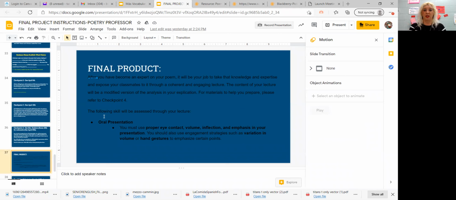You must use proper eye contact, have good volume, good inflection, like your words tell the story and make us want to listen, and emphasis, right? Emphasize the certain parts that need to be emphasized. You should use hand gestures. I mean, that's just a natural thing, to emphasize your certain points, okay?